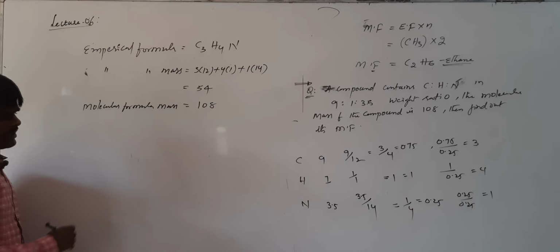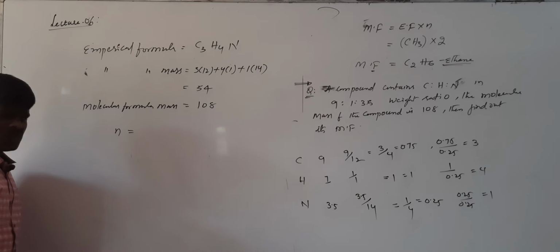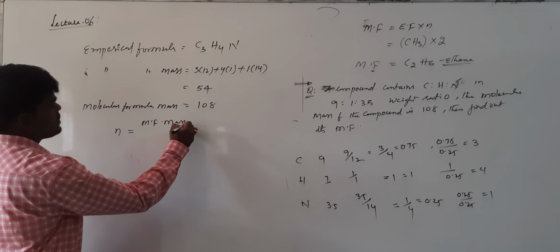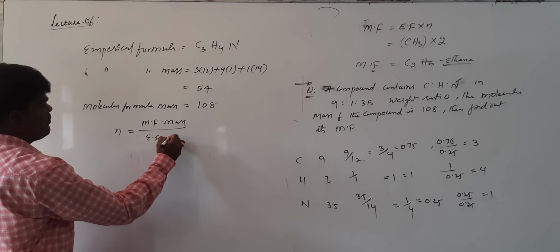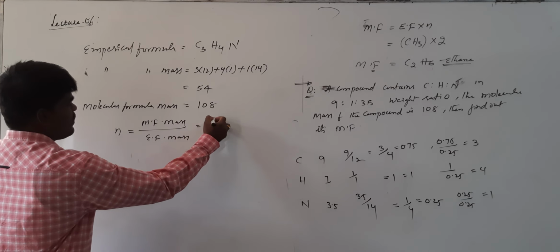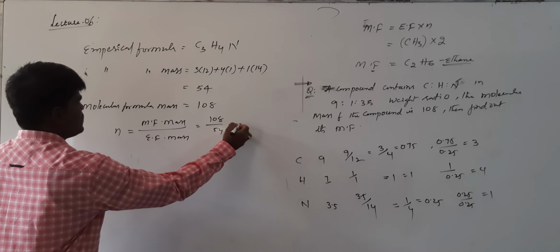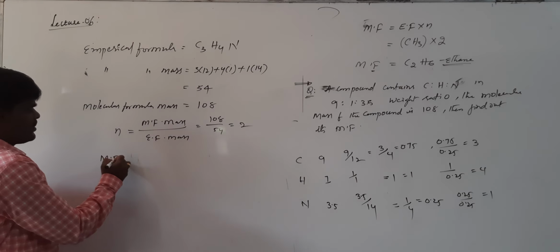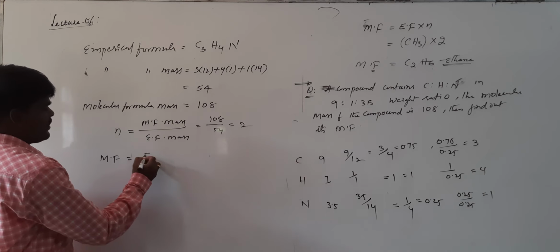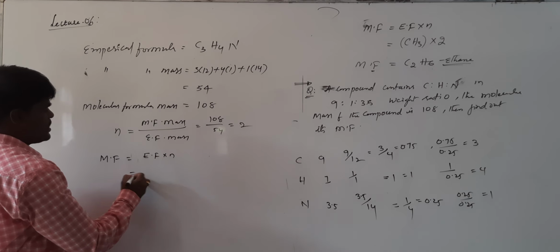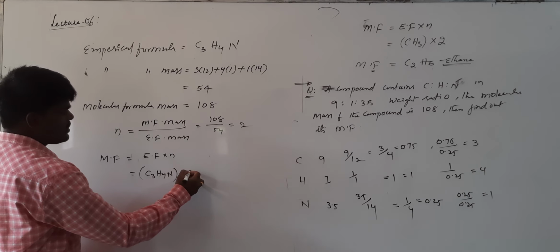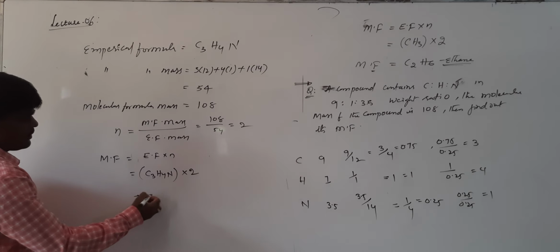From this, what can we find out? We can find out the n value. What is the n value? It is the molecular formula mass upon the empirical formula mass. So how much is it? 108 upon 54. How much does it come to? 2. So from this, what will be the molecular formula? The molecular formula will be equal to the empirical formula into n. What is the empirical formula? C3H4N into 2. How does it come?